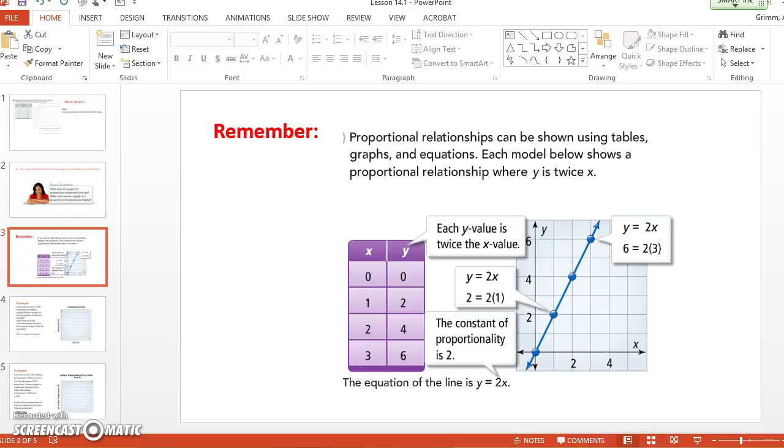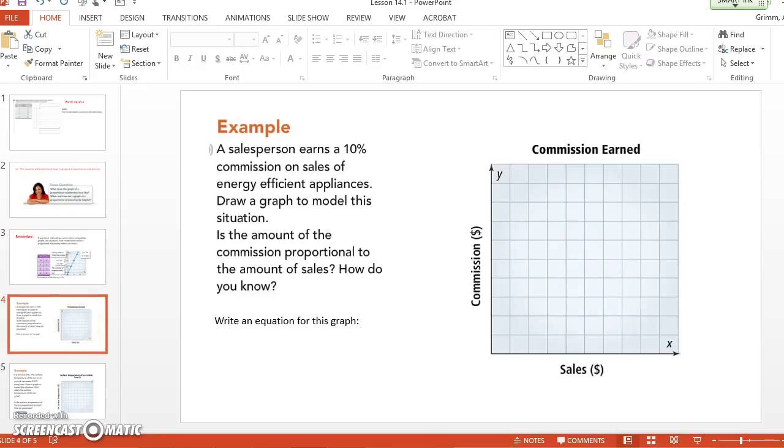Okay? All right, I want to look at this one because I'm trying to pick ones I think you might struggle with a little bit. So this one says a salesperson earns 10% commission on sales of energy efficient appliances. Draw a graph to model this situation. Is the amount of the commission proportional to the amount of sales? How do you know?